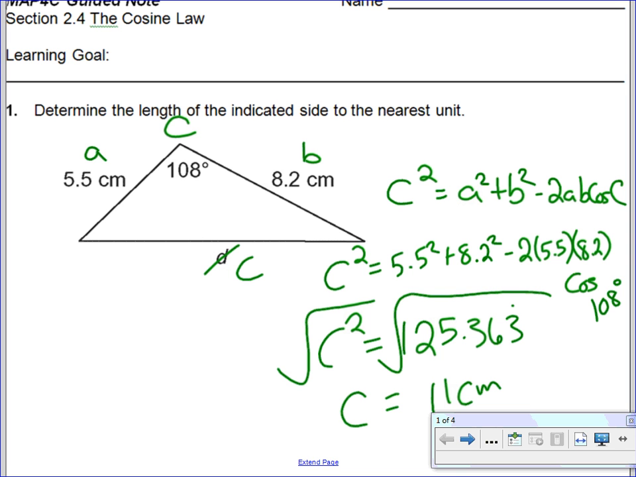Okay? The hardest thing with sine law and cosine law is identifying which one to use. Okay? So that's what I said. Do sine law first. See if it works. If it doesn't work, then go to cosine law.